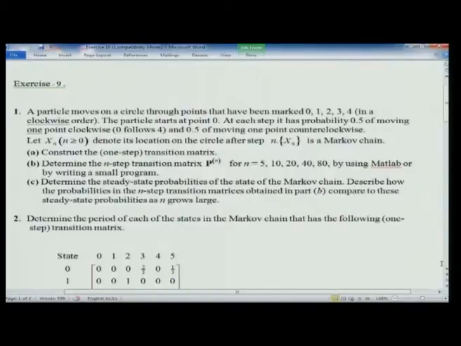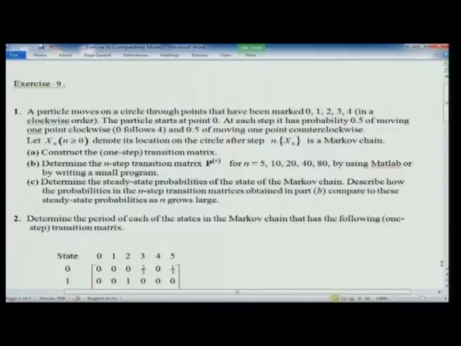Now, construct the one step transition matrix. You can do it, right? It will be a 5 by 5 matrix. Then determine the n step transition matrix P n for n equal to 5, 10, 20, 40, 80. I have given up to 80, but because you must be familiar with MATLAB, or by writing a small program of your own, you can iteratively multiply and get P raised to 5, P raised to 10, P raised to 20 and so on. Just to familiarize yourself.